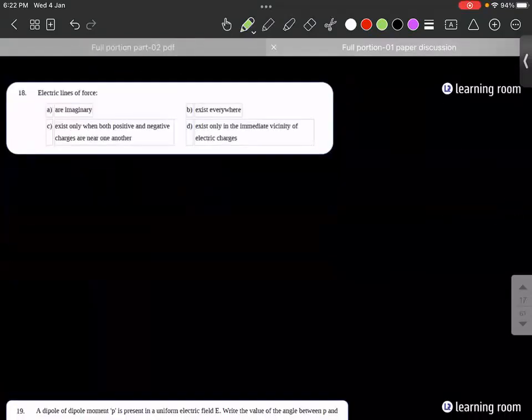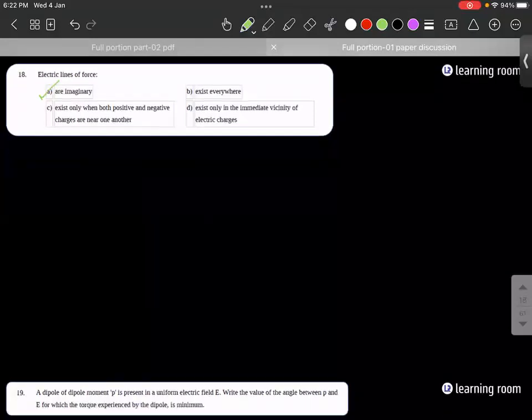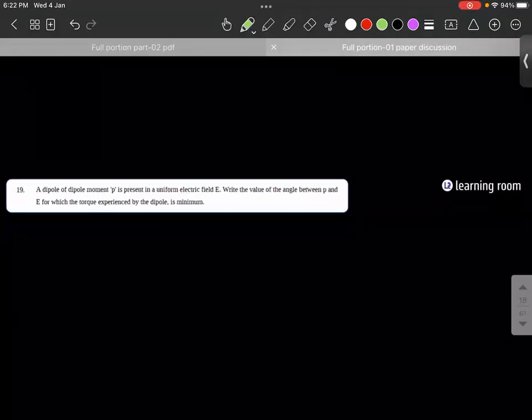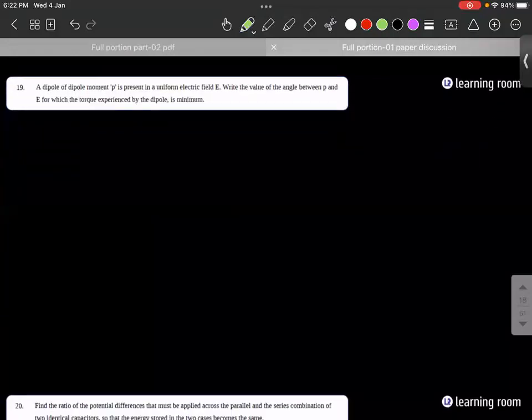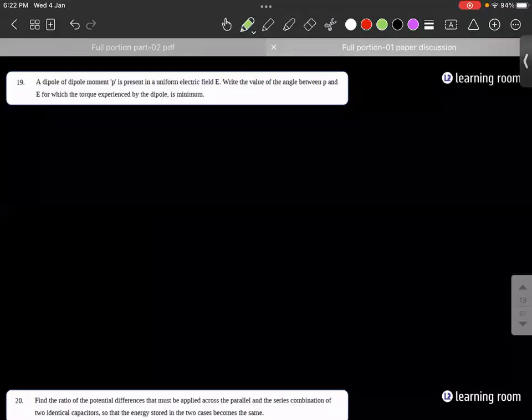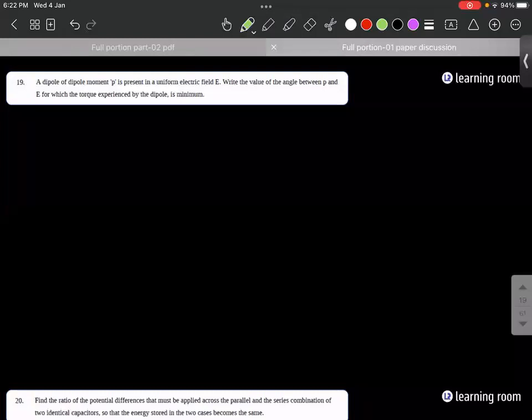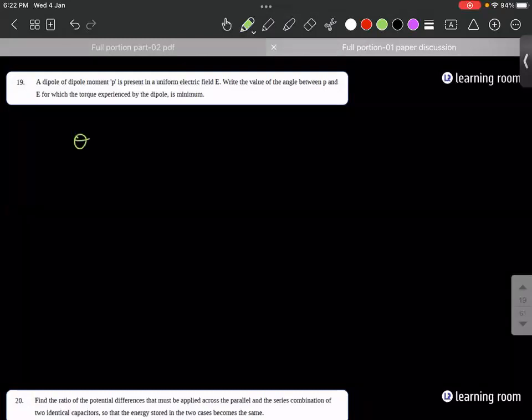Electric lines of force are, obviously, imaginary. They don't exist at all. They are only sensed. A dipole of dipole moment P is present in a uniform electric field E. Write the value of the angle between P and E for which the torque experienced by the dipole is minimum. So torque will be minimum when the value of theta is 0 or 180.